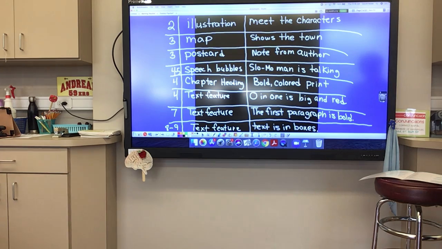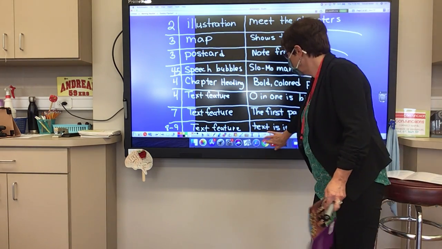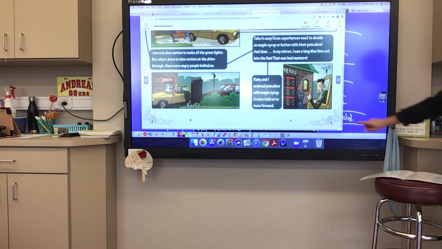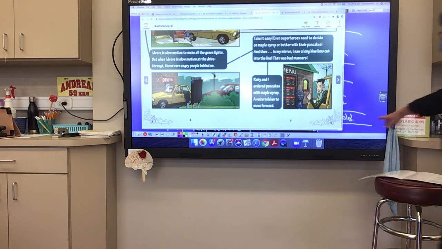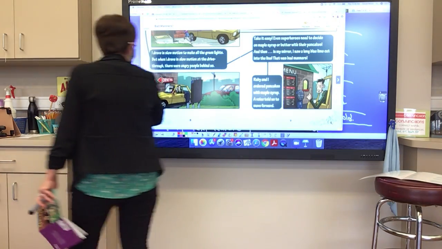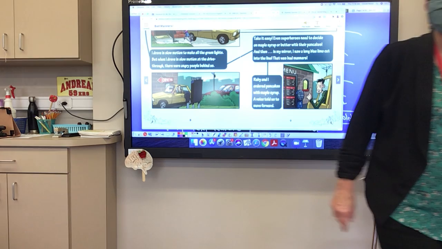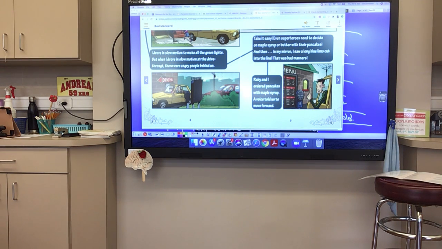I also noticed another thing. What else did you notice? The page corners, there's drawings. Oh yes, there's drawings in all the page corners. That's pretty cool. It's so cool. This is such an awesome story.